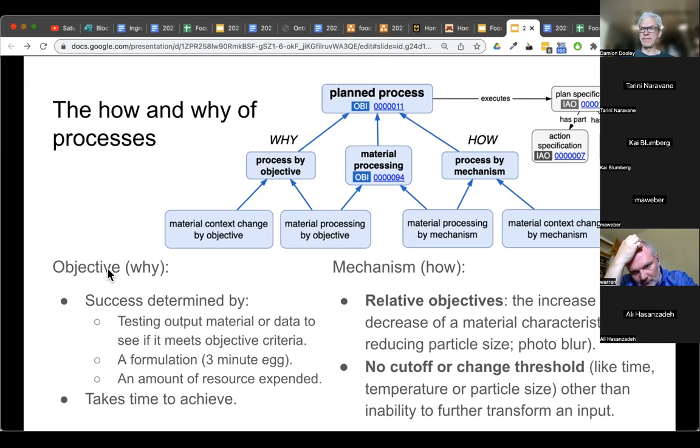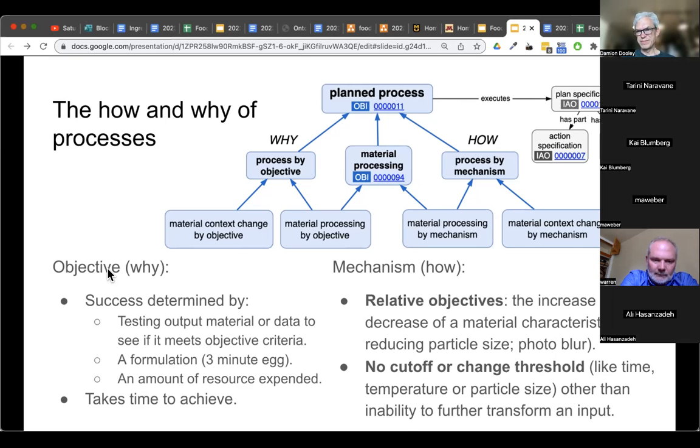You can be using a formulation of process parameters to arrive at what you want. So the 3-minute egg. You can also have an objective just to use fewer resources in your process relative to some other process. But the main thing is that it always takes time to achieve an objective. So the process will undergo time.